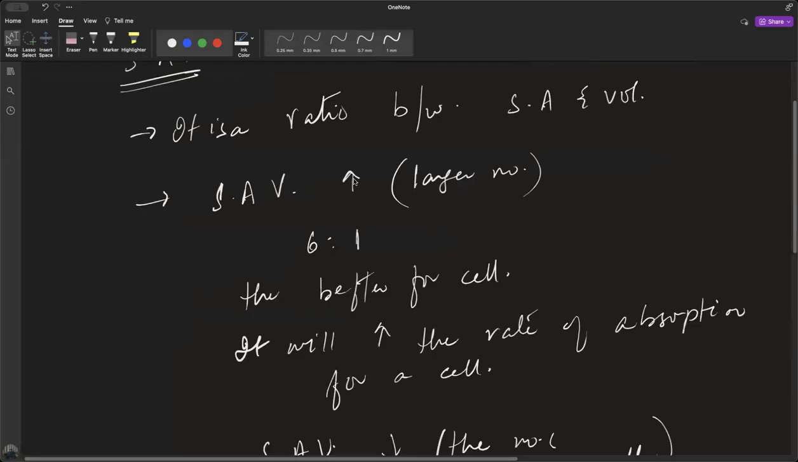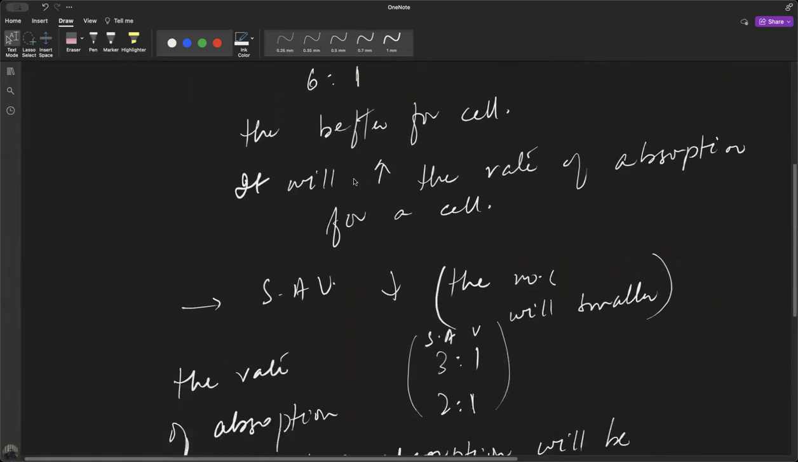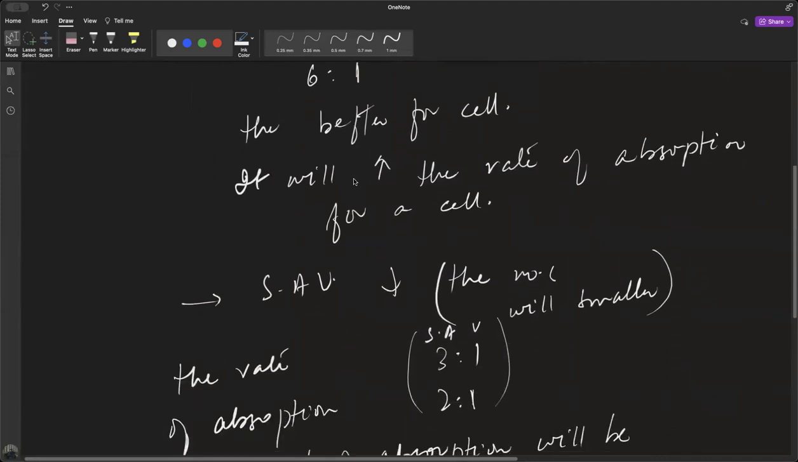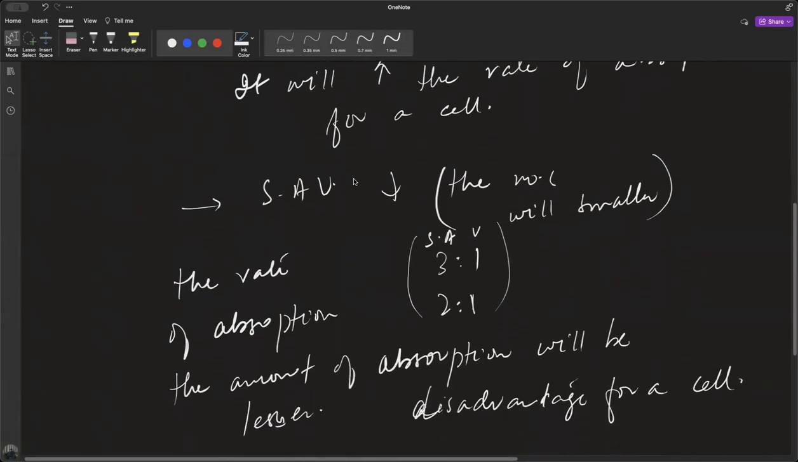Okay. And on the other hand, if the surface area to volume ratio is lower, it will be depicted through the numbers. The number will be smaller, right? 3 is to 1, 2 is to 1. The rate of absorption or the rate of exchange from the medium is going to be lesser. A lesser amount is being exchanged.